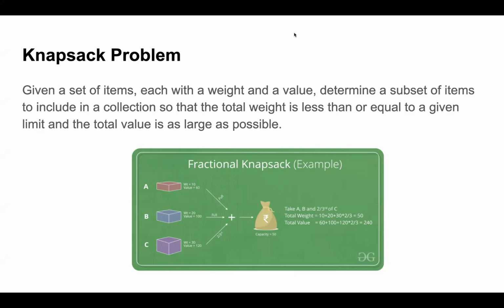Now see here what this is saying: take A, B and 2/3 of C. Yes, we have considered block A, block B and a 2/3 part of block C. What will the total weight be? 10 plus 20 plus 30 into 2/3. What does it become? 2/3 of 30 is 20. So 10 plus 20 plus 20, the total weight of the knapsack will be 50.